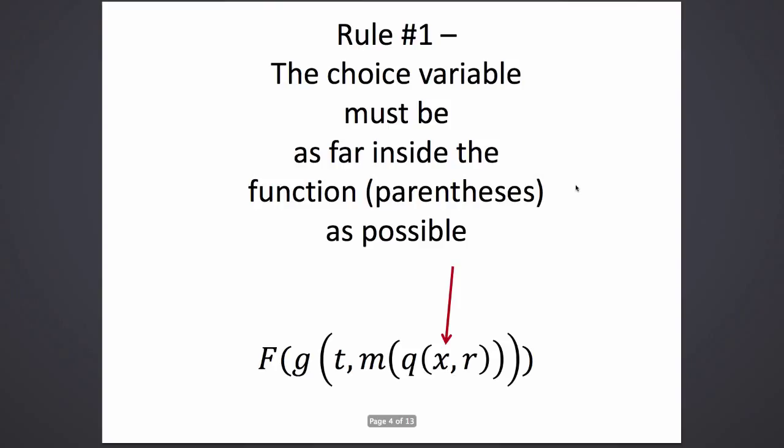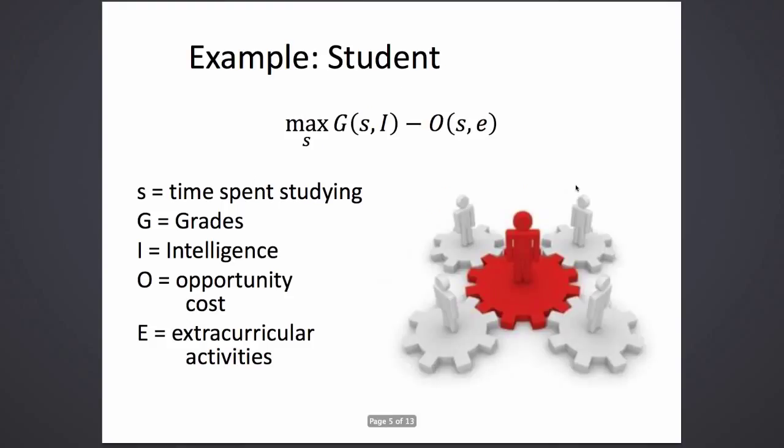The first rule is that the choice variable has to be as far inside the function, or inside the parentheses, as possible. So when you're putting together functions, I'm going to use this classic example that I like: we're maximizing a student's grades minus their opportunity cost, benefit minus cost, by choosing the time we spend studying as a student. So this is a model from a student's perspective. And we notice that this model follows that rule. The time spent studying is as far inside each function as it can be.